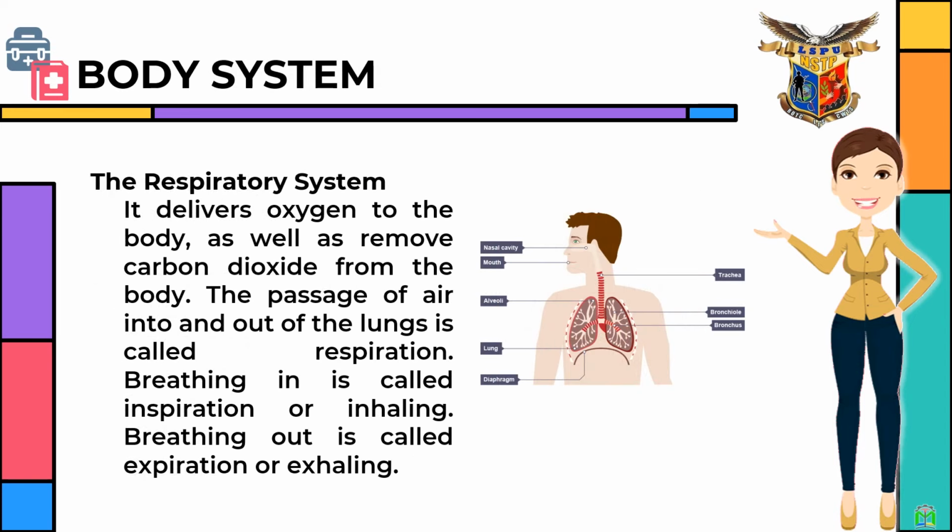The body system is composed of the respiratory, circulatory and the nervous systems. The respiratory system delivers oxygen to the body, as well as removes carbon dioxide from the body. The passage of air into and out of the lungs is called respiration. Breathing in is called inspiration or inhaling. Breathing out is called expiration or exhaling.